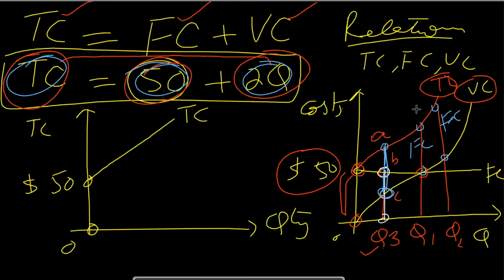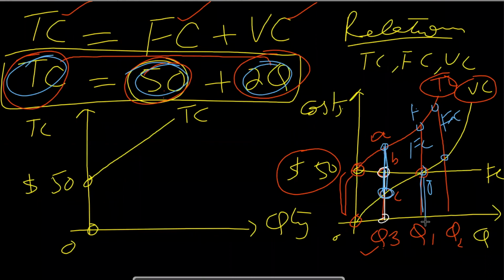Suppose we label these points F and G. The gap between F and G is also fixed cost, and the gap between G and Q1 is also fixed cost. So the examiner may use multiple tricks to confuse you. You have to be clear that at any point, the gap between total cost and variable cost will give us fixed cost.